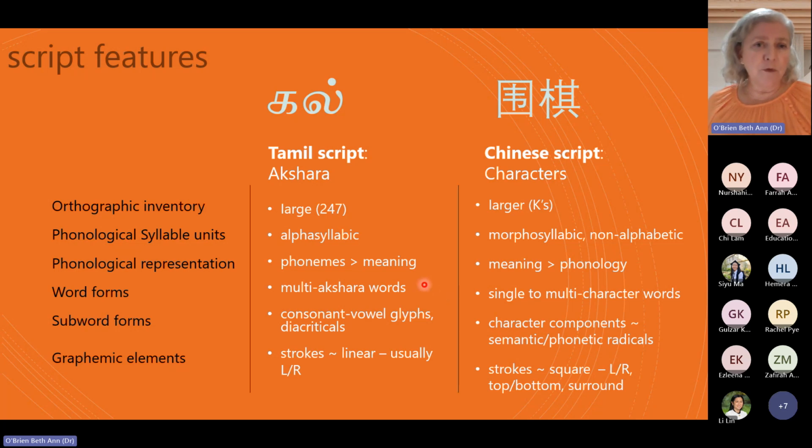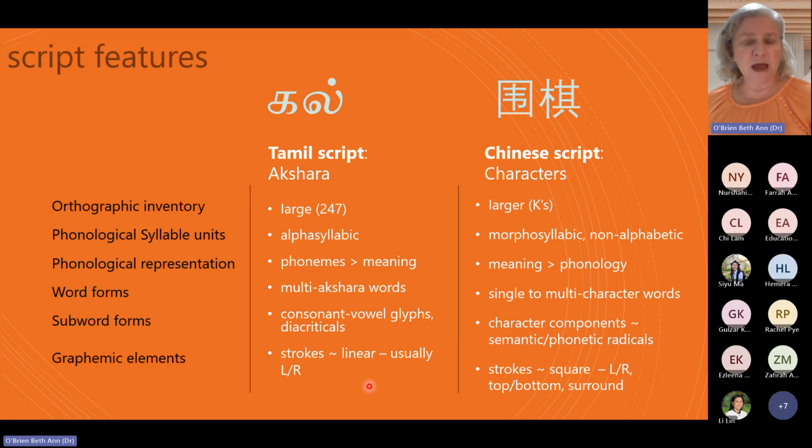And then for word forms, you can have multi-akshara words or multi-glyph words for Tamil, single to multi-character words for Chinese. And then in terms of subword forms, Tamil script also has things like diacriticals that will make the vowel sound different. And in Chinese, the characters will have, in many cases, components or radicals that represent semantic meaning, and the other represents phonetic meaning or phonetic representation.